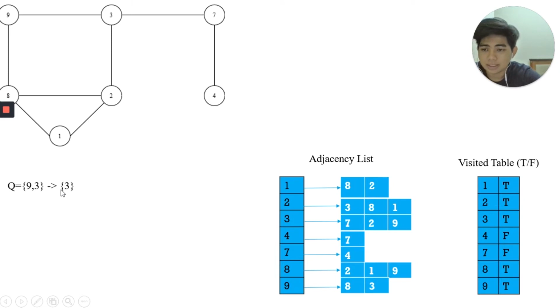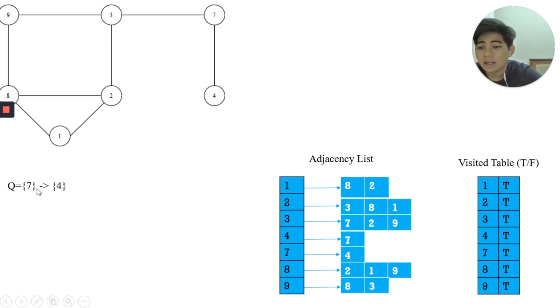However, as you can see, all of the neighbors of 9 have already been visited, so we don't need to enqueue any value, and we don't need to change anything in the visited table. Then next we dequeue 3, and we enqueue its unvisited neighbor, which is 7, and we put the value true for 7 in the visited table.